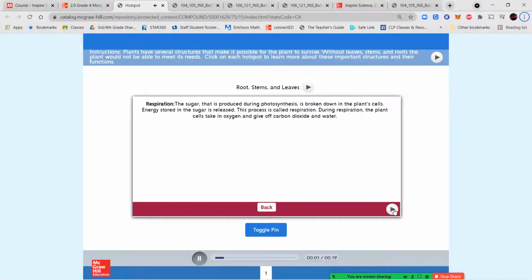Respiration. The sugar that is produced during photosynthesis is broken down in the plant's cells. Energy stored in the sugar is released. This process is called respiration. During respiration, the plant cells take in oxygen and give off carbon dioxide and water.